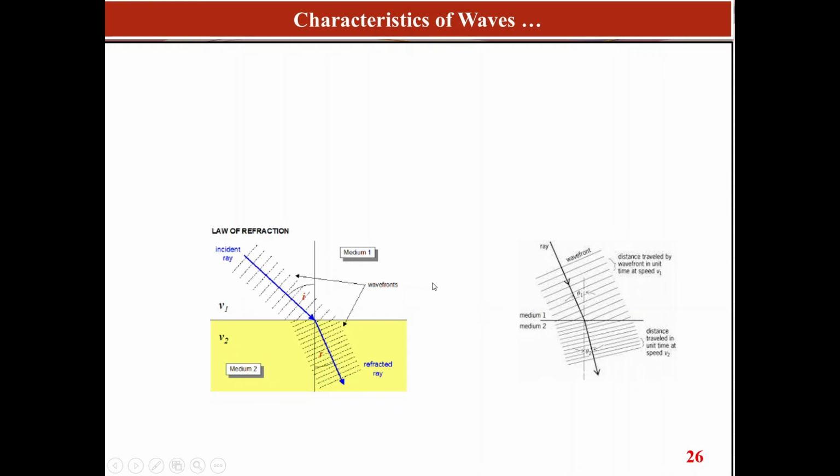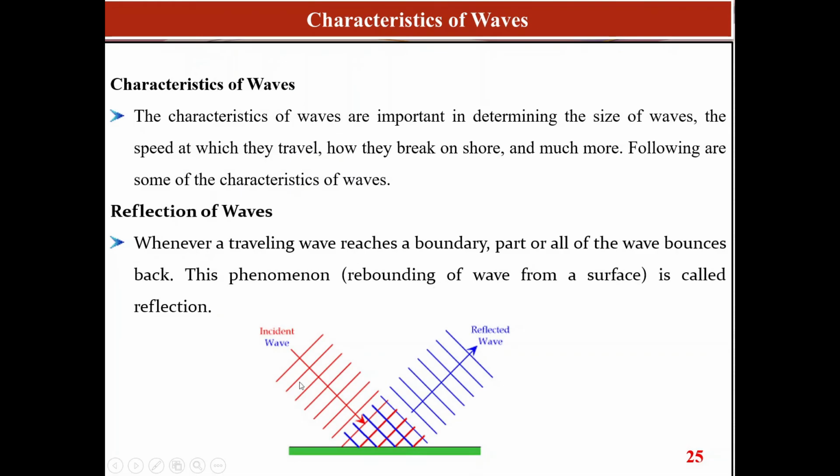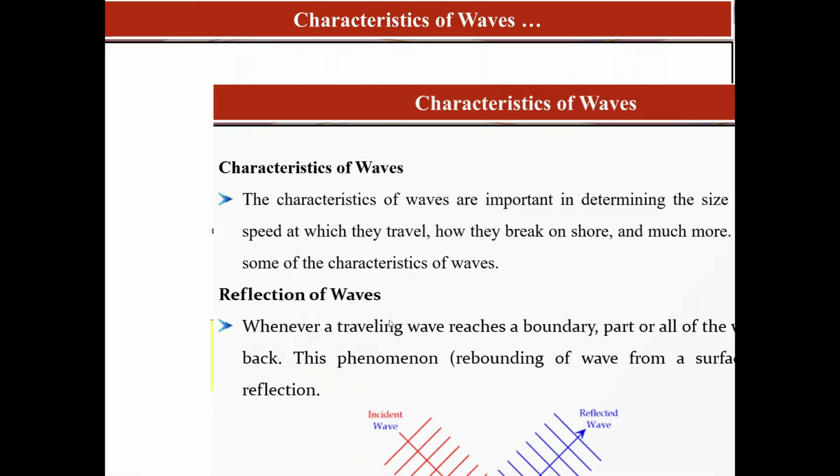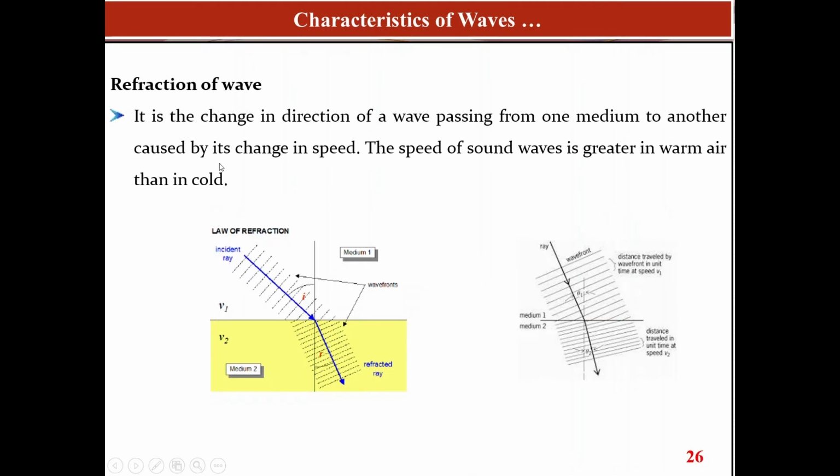So in this example, this is the incident wave, and this one is bouncing back on the surface and reflected in this way. So whenever a traveling wave reaches a boundary, this is considered to be a boundary, part or all of the wave bounces back. This phenomenon is called reflection. This is an example of reflection of the incident wave on this boundary.